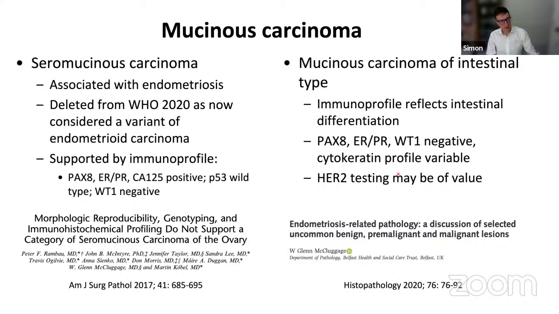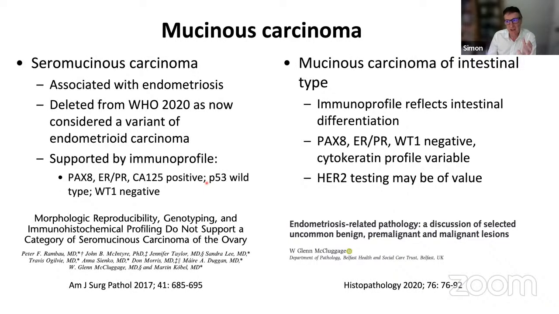Mucinous carcinoma. So here's seromucinous carcinoma. Again, this until WHO 2020 was considered a separate entity and a variant of mucinous carcinoma, but the association with endometriosis and the molecular features of these tumors, as reported in this paper cited at the bottom here, really led to this being considered a variant of endometrioid carcinoma.